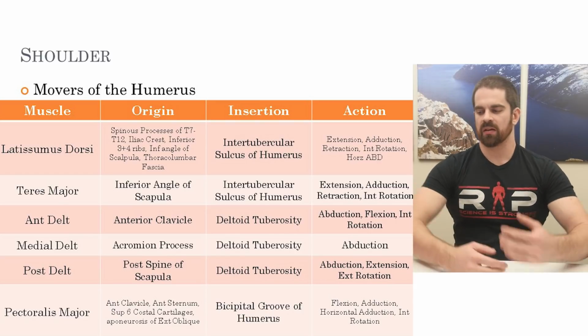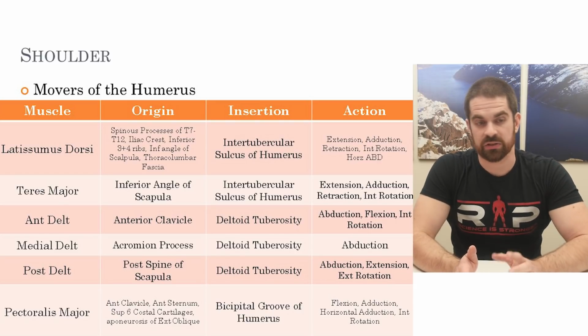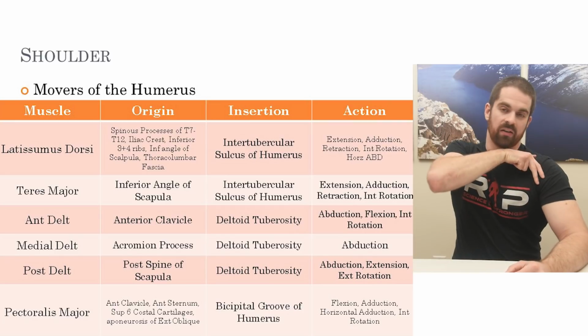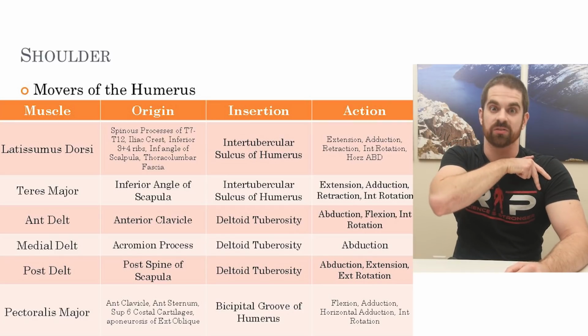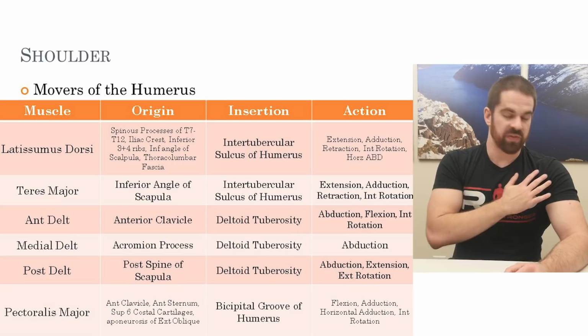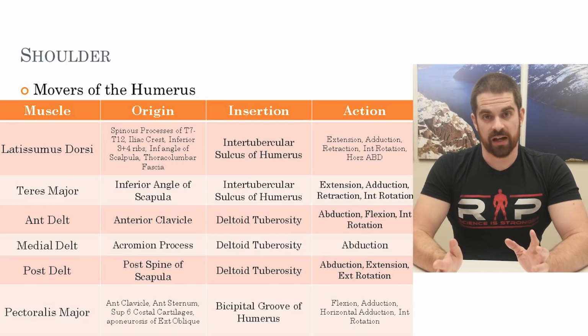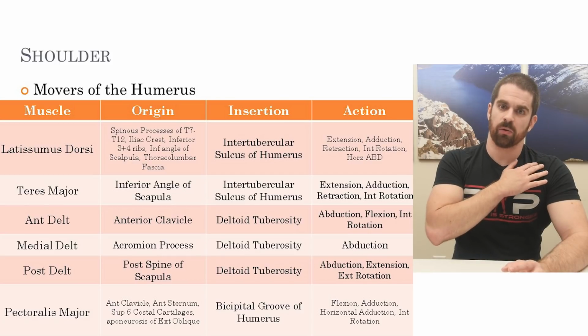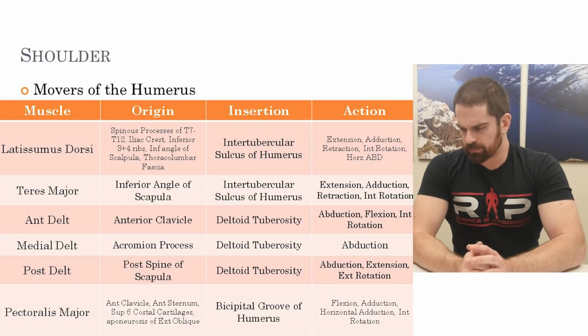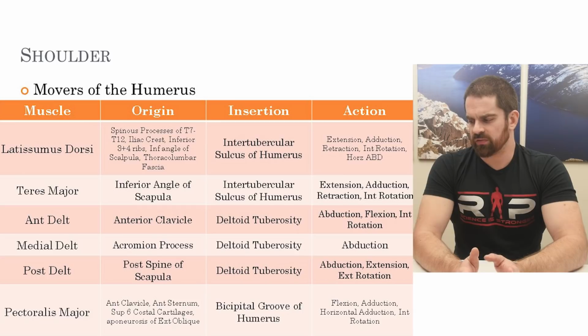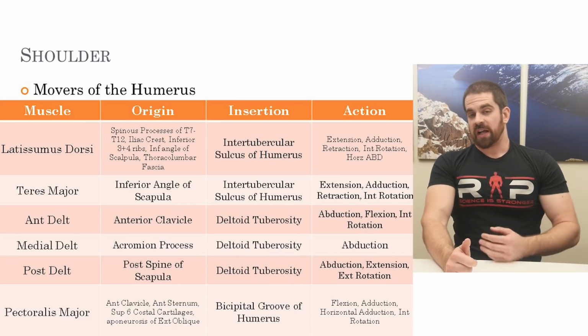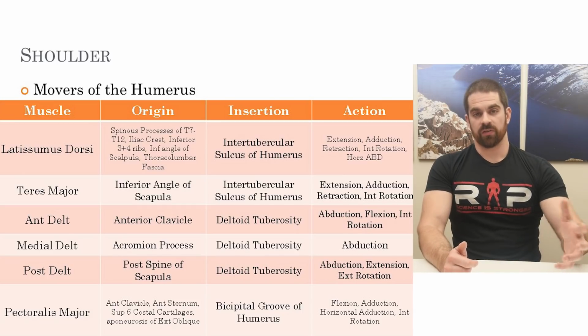Now keep in mind, not nearly as big as the latissimus dorsi, right? Our delts, we're talking about muscle groups the size of fingertips. They're not really quite that big, but they do span a pretty large area. Maybe not compared to the pec and the lats, but relatively speaking compared to the rotator cuff muscles, pretty big. So the anterior delt is going to be involved in abduction, flexion, and internal rotation of the humerus.